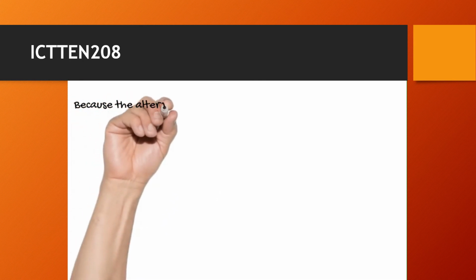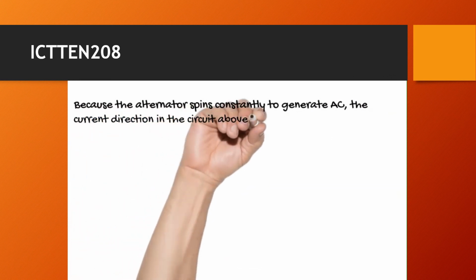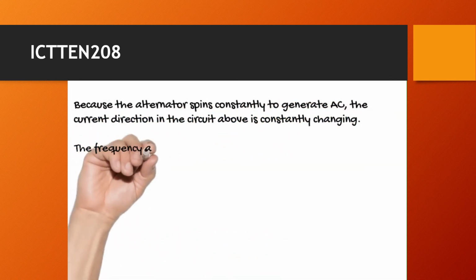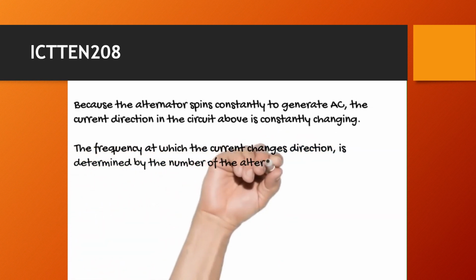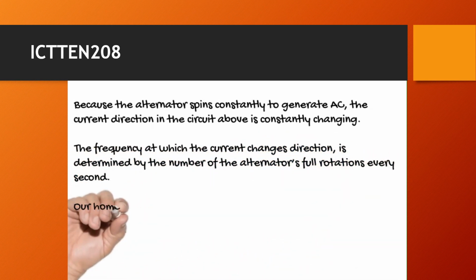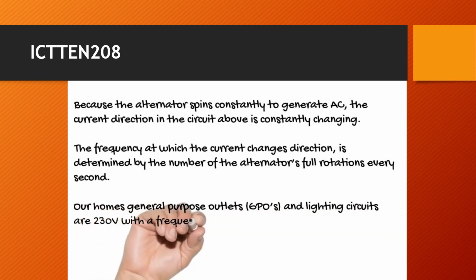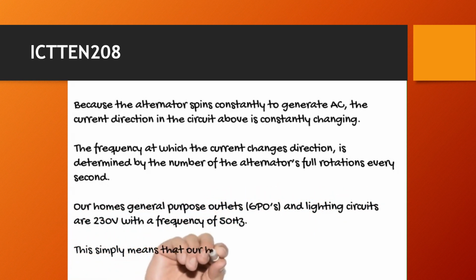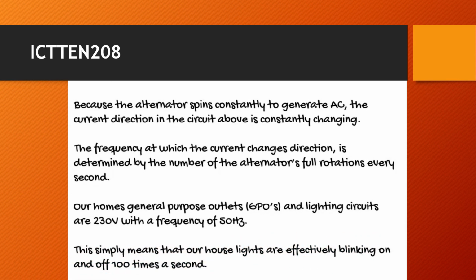Because the alternator spins constantly to generate AC, the current direction in the circuit above is constantly changing. The frequency at which the current changes direction is determined by the number of the alternator's full rotations every second. Our home's general-purpose outlets, GPOs, and lighting circuits are 230 volts with a frequency of 50 Hz. This simply means that our house lights are effectively blinking on and off 100 times a second.